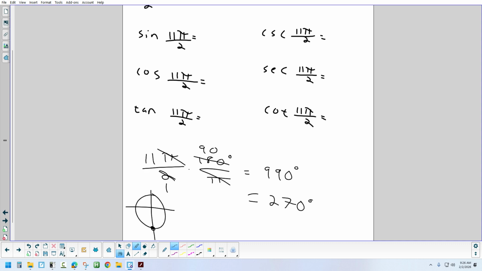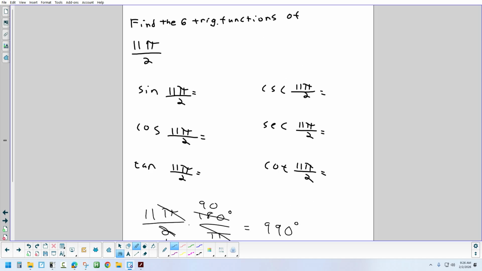Okay, when I asked where 990 was, nobody was able to find the coordinate right away because it's too big. But 270, we knew right away. It's at the bottom. What's the coordinate when you are at the bottom? 0. Much easier to figure out the coordinate now. 0, -1.